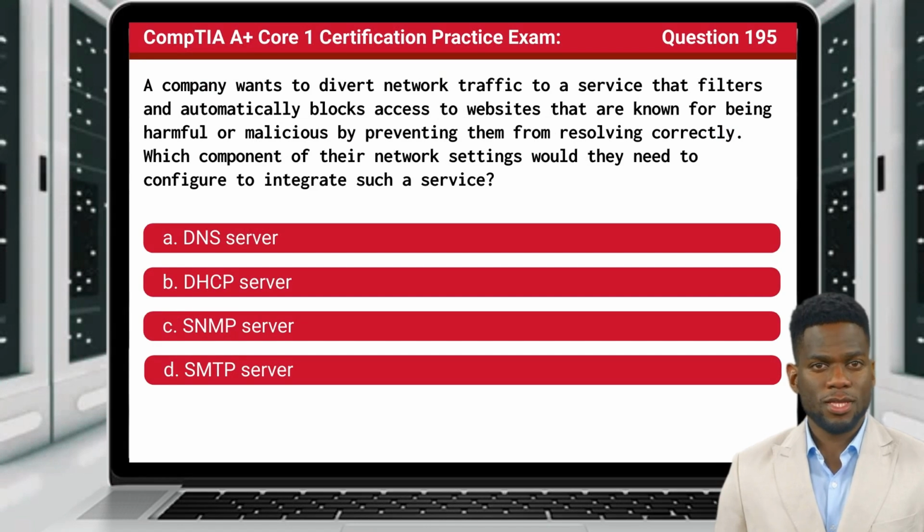Question 195. A company wants to divert network traffic to a service that filters and automatically blocks access to websites that are known for being harmful or malicious by preventing them from resolving correctly. Which component of their network settings would they need to configure to integrate such a service?